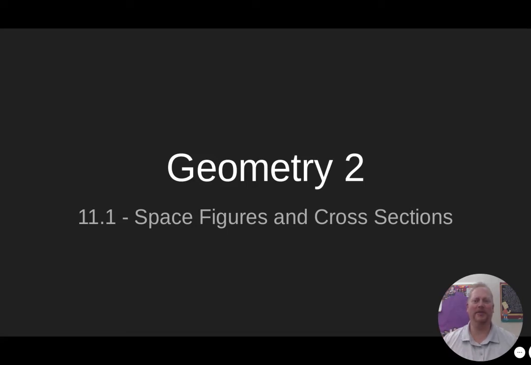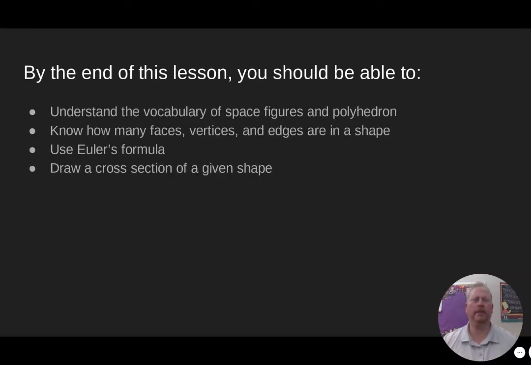Hey everyone, welcome to Geometry 2, Section 11.1, Space Figures and Cross Sections. By the end of this lesson, you should be able to understand the vocabulary of space figures and polyhedron. You need to know how many faces, vertices, and edges are on a given shape. You also need to know how to use Euler's formula, and you need to be able to draw a cross-section of any given shape.